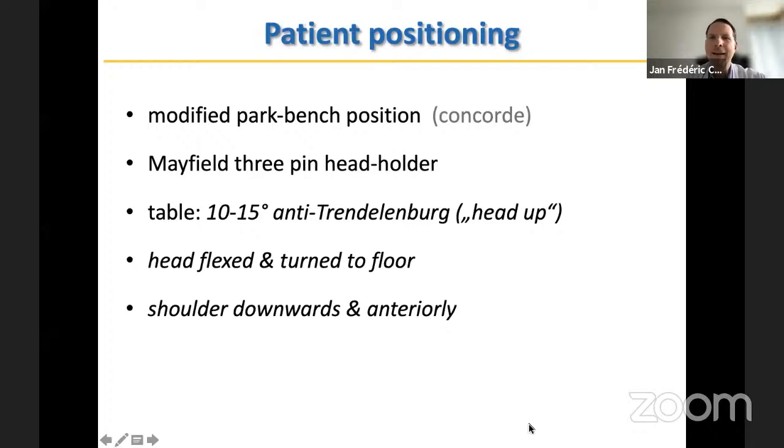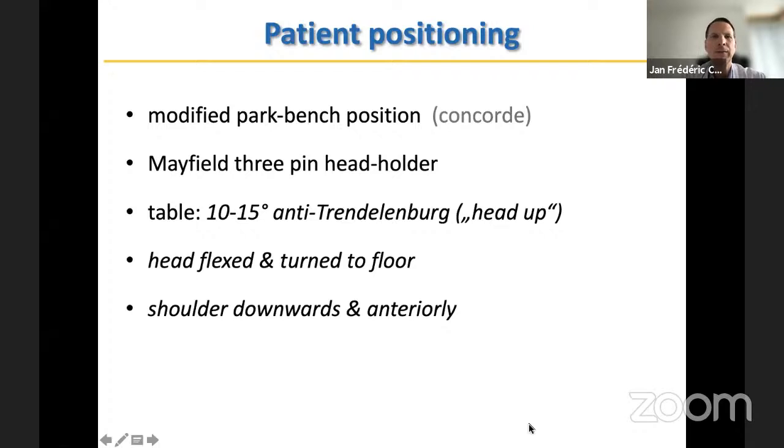Okay, so maybe let me add just some local notes. So Eckhart nicely described all the strategy behind. So I just want to share some experiences that we have done here in Düsseldorf. So as opposed to Eckhart, we like the modified park bench position.